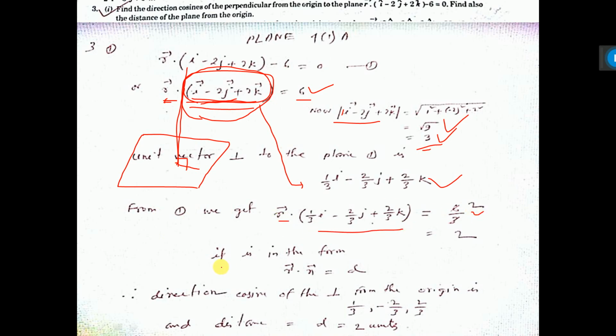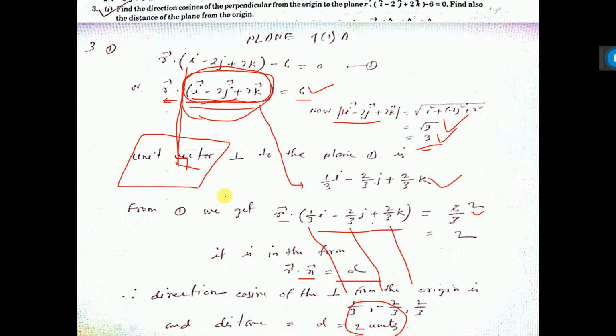So r dot n is coming in this form. If you bring it in this form, then the direction cosines of the perpendicular from the origin are this: 1 by 3, minus 2 by 3 and 2 by 3. And the distance d is equal to 2 units.